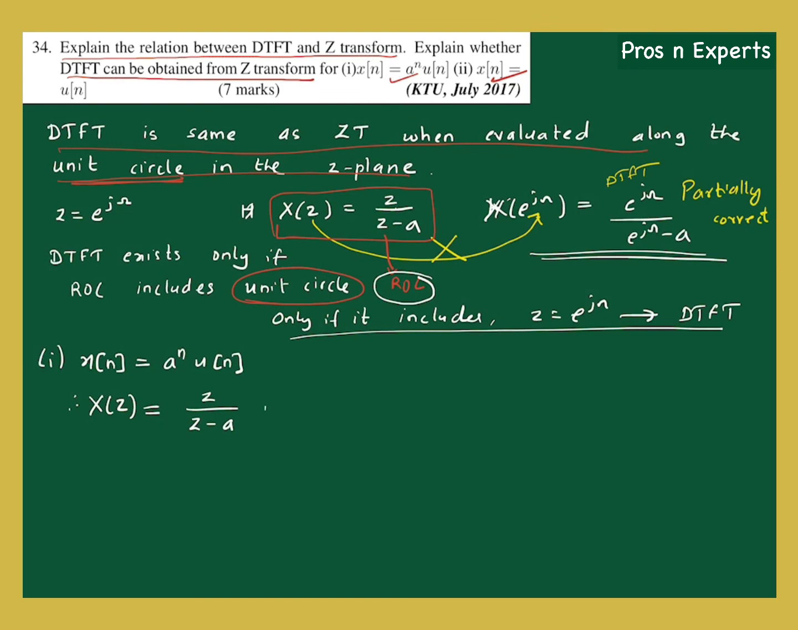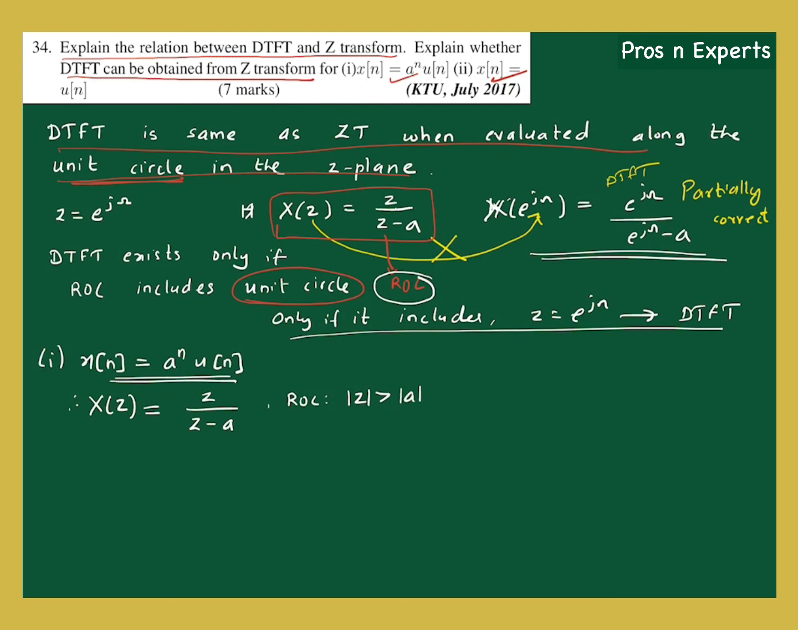So what is the ROC? Here, the ROC can be specified only if you know the value of a, whether mod a is greater than 1 or mod a is less than 1. The ROC is mod z greater than mod a. Why? Because a raised to n u of n is a right-sided signal, so the ROC will be outside the pole. The pole is z equal to a, so mod z greater than mod a is the ROC.